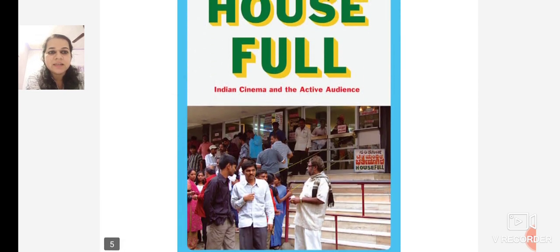As you can see in the Indian cinema, outside the cinema house, when the tickets are over and there are no tickets for selling, you see the board house full.